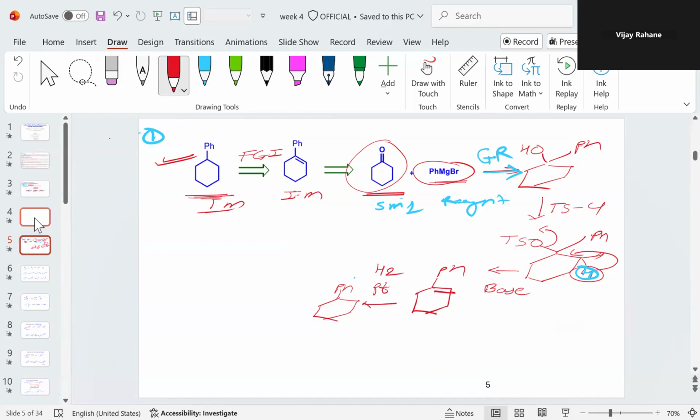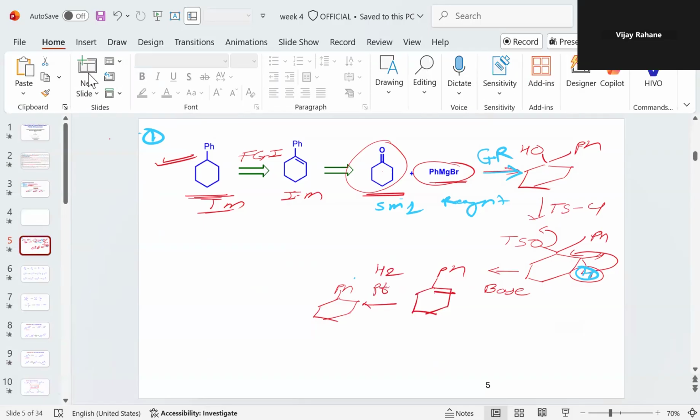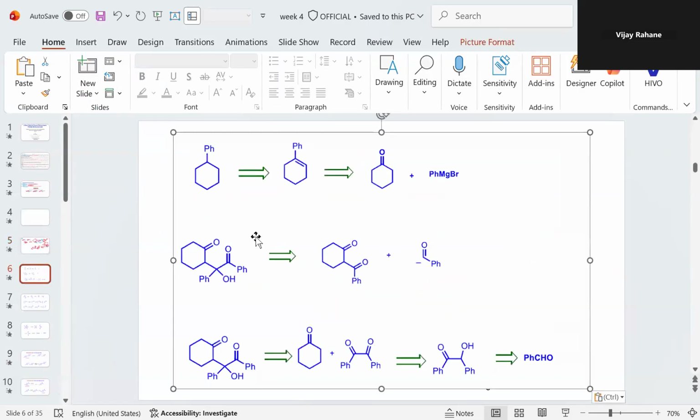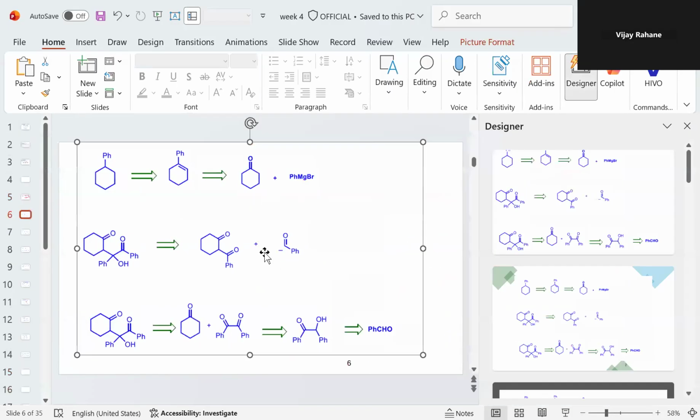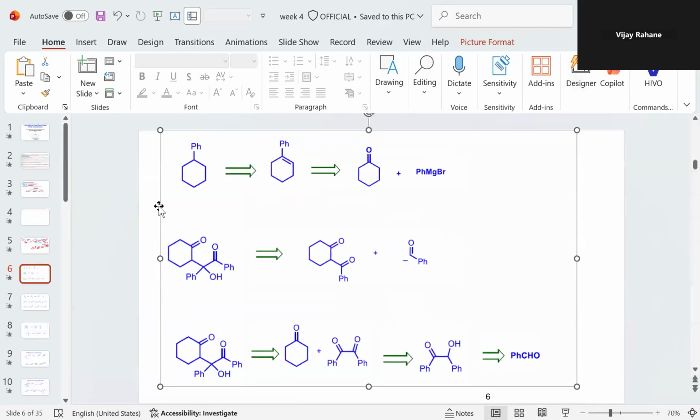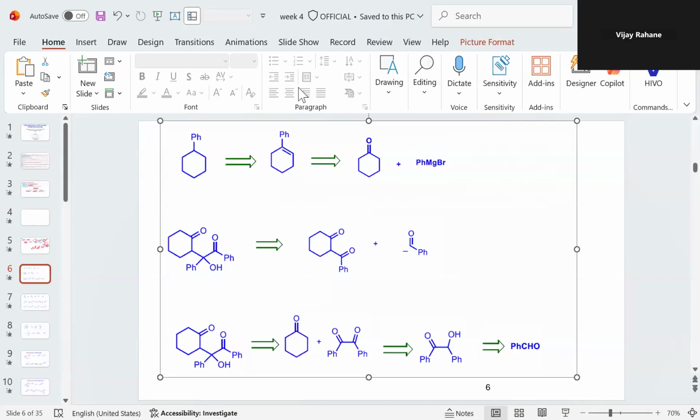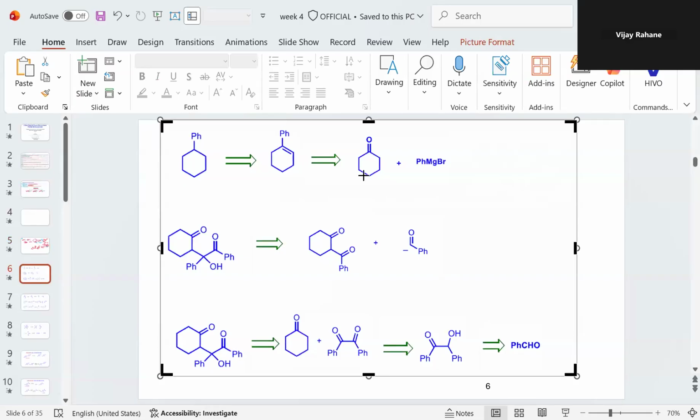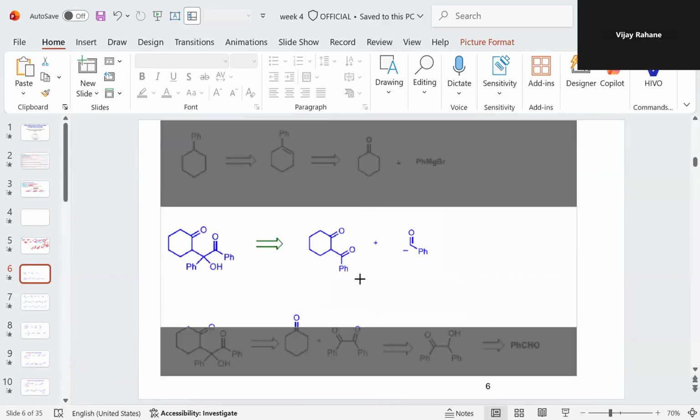Right. So I hope you got the answer for this now. Now we'll move to the next question of a similar type. So this is the second question. I'll just remove the other part.